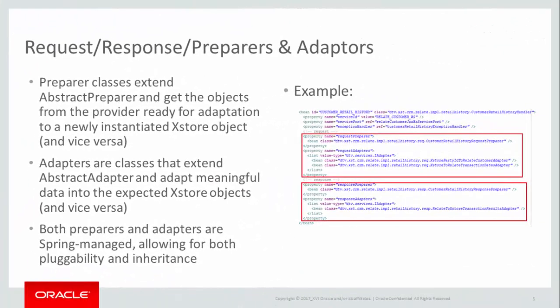Now we will talk about the request response preparers and adapters. Request response preparer classes are classes that extend the abstract preparer class and prepare the response objects from the provider, getting them ready for adaptation to a newly instantiated XStore object and vice versa. Response adapter classes are classes that extend the abstract adapter, which, from the name itself, adapts meaningful data into the expected XStore objects to be used and vice versa. Both the preparers and adapters are Spring managed. Along with being converted to Spring beans, the advantage of configuration inheritance is gained.